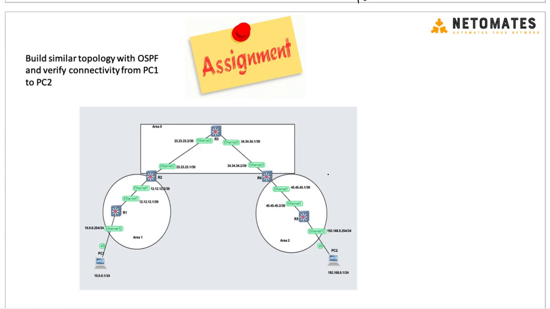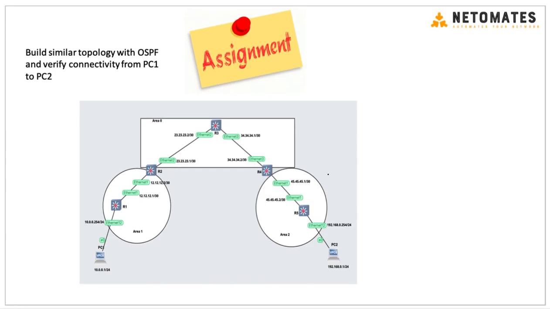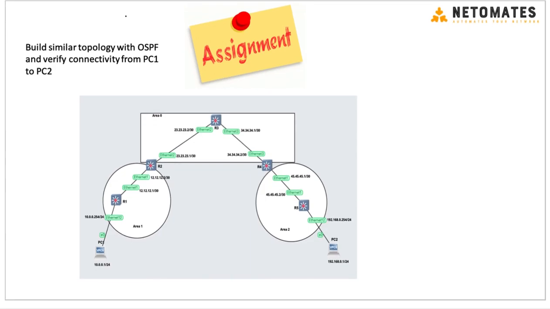So the assignment for this lab is to build a similar topology with the same IP addressing scheme and everything, configure OSPF, and verify the connectivity from PC1 to PC2. In the next class I will show you some OSPF commands to verify how the routes are being exchanged, and some other topics related to OSPF. Okay, for this lab you just build the lab and verify the connectivity, and we will see how the routes are being exchanged in the next class.